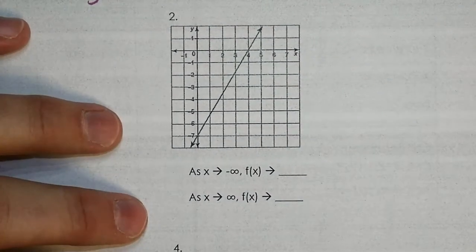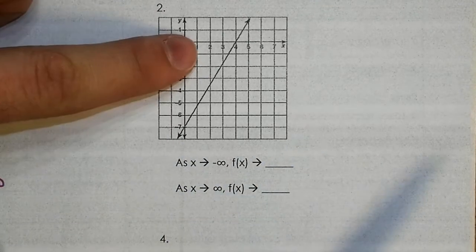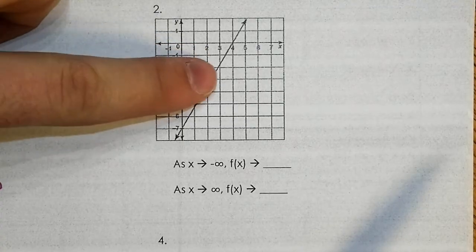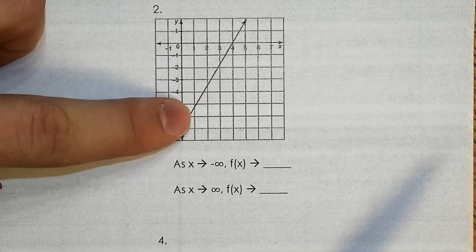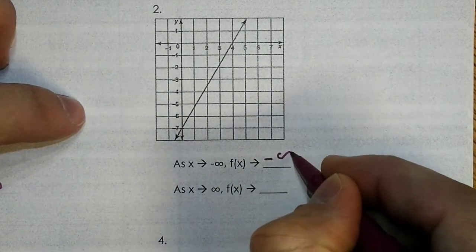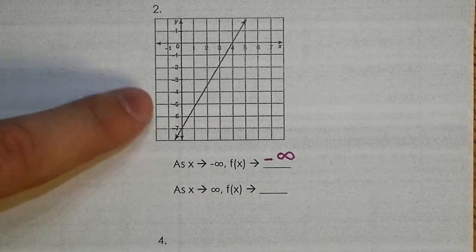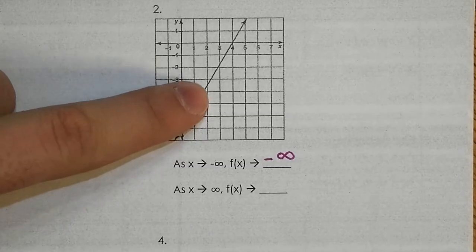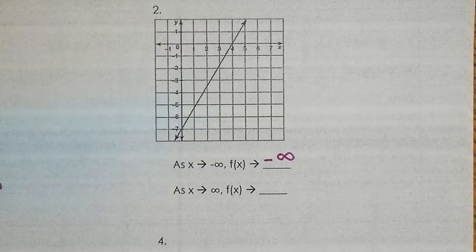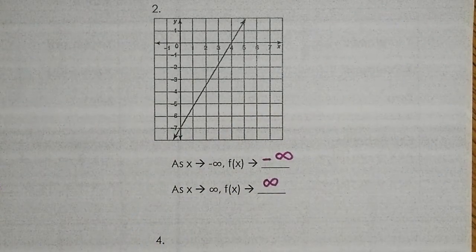Let's take a look at this next one, number 2. Again, as x goes left, as I move left on my graph, where am I going? Down. What do I put there? Negative infinity. Fantastic. Let's look at as x goes right. If I move right, where am I going? Going up. So what do I put there? Positive infinity. And that's really all it takes.